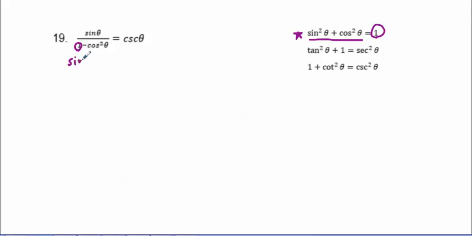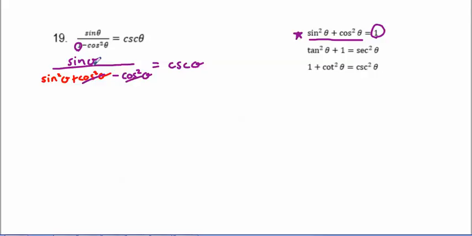So I still have sine theta in the numerator. And then this 1 becomes, let's use a new color to replace that, sine squared theta plus cos squared theta. And then I still have minus cos squared theta. And this equals cosecant theta. All right, so when I do that substitution, I have cos squared theta minus cos squared theta, which cancels out.